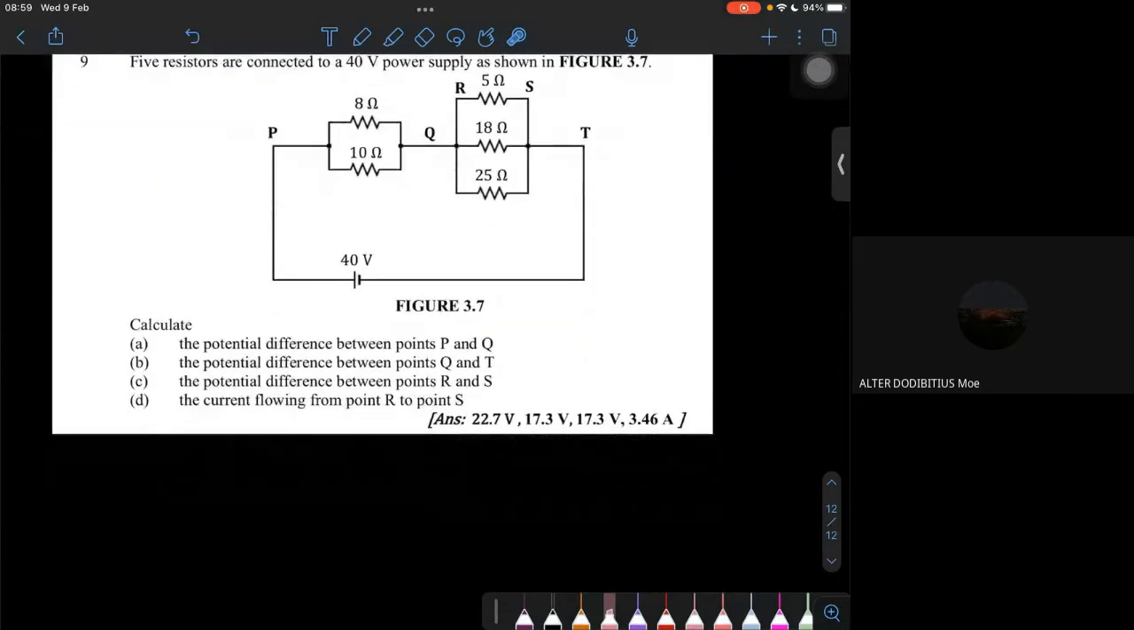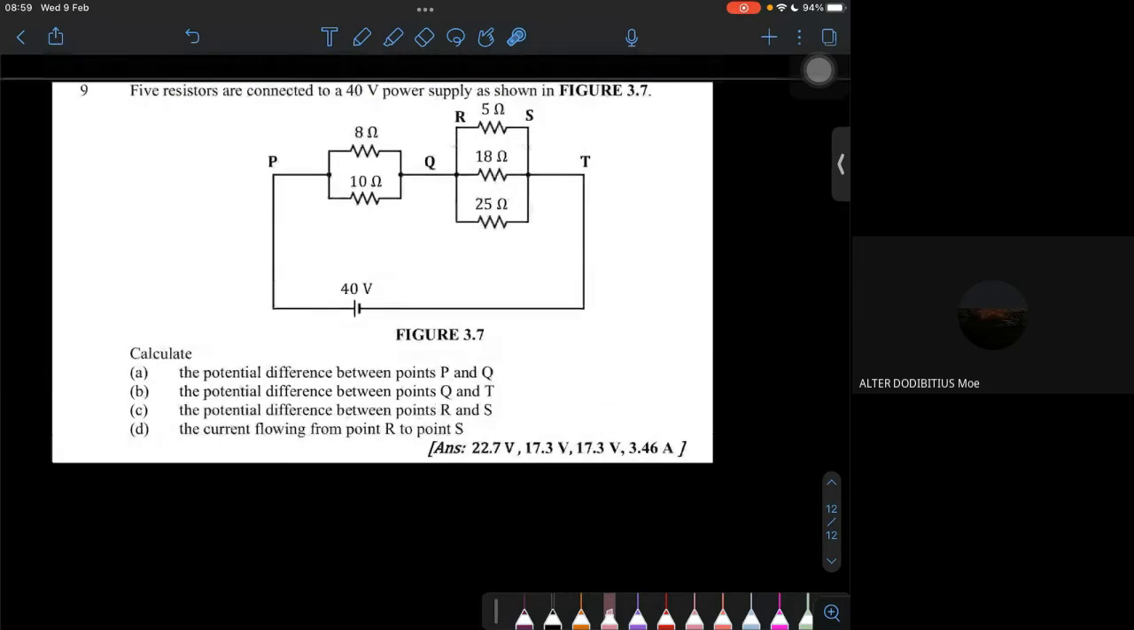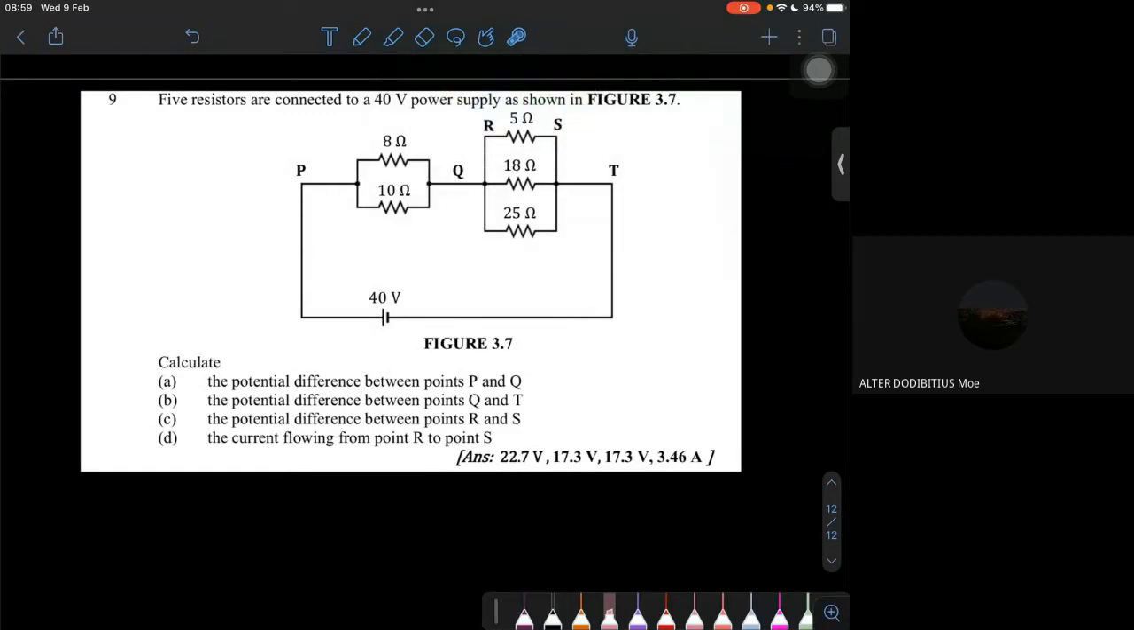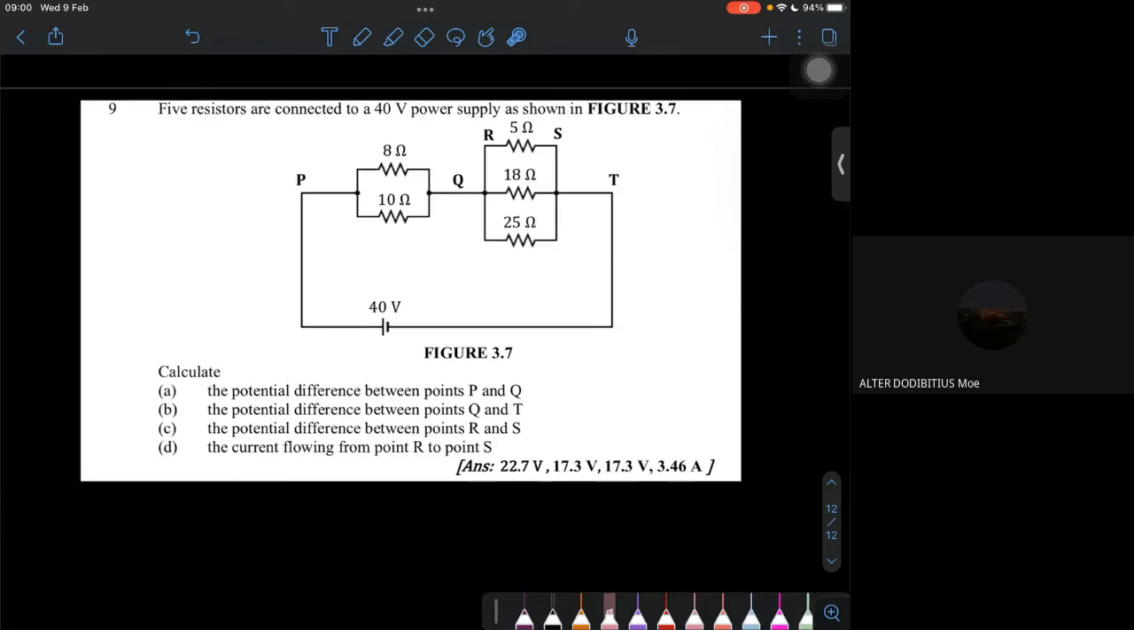Okay, kita tengok question number 9. Okay, this one soalan tutorial 3 ya. Just in case masih ada yang blur. Ni soalan tutorial 3, so number 9. Okay, so here we are given 5 resistor connected to a power supply of 40 volt. So kita ada resistor, ada 5 di sini. Let's label the resistor first.